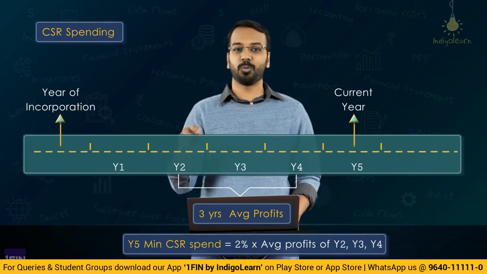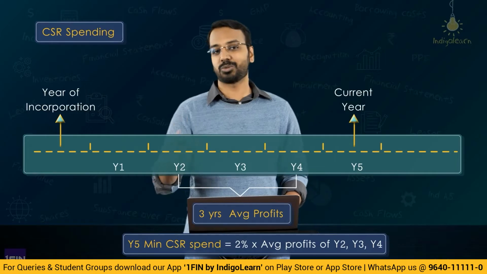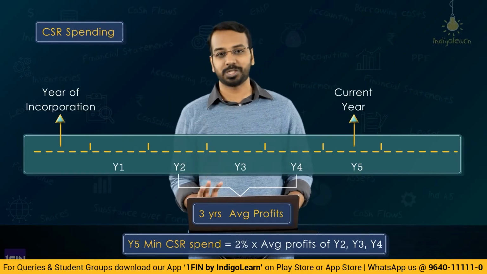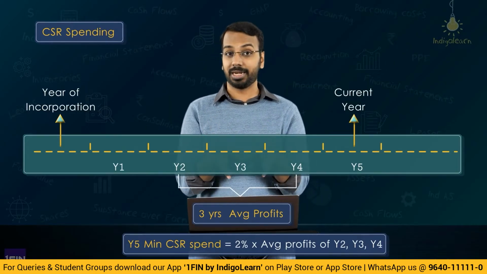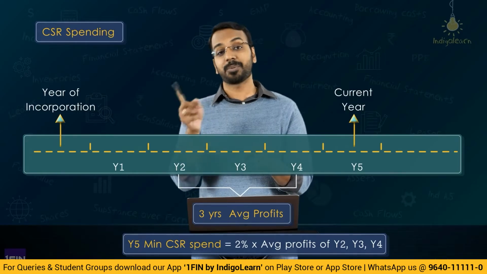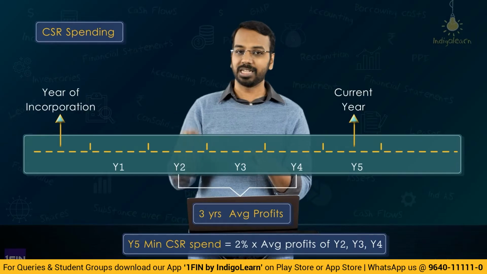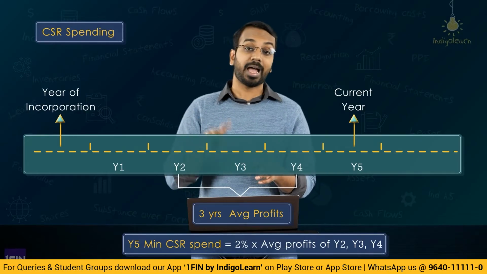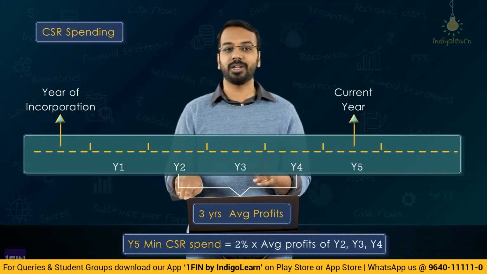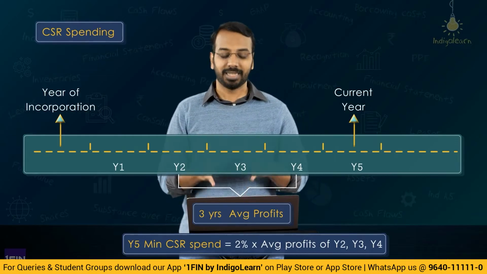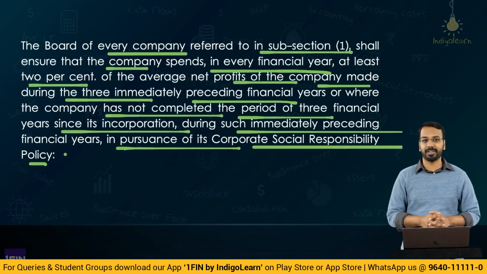If there is loss, the 2% of the average losses will also be loss and hence you don't need to spend, right? So, what you have to check is in the current year, you have to check whether in the preceding year the net worth, the profit or the turnover criteria is met or not. If it is met, then 2% of average of preceding 3 years net profit has to be spent. That is the requirement of subsection 5.